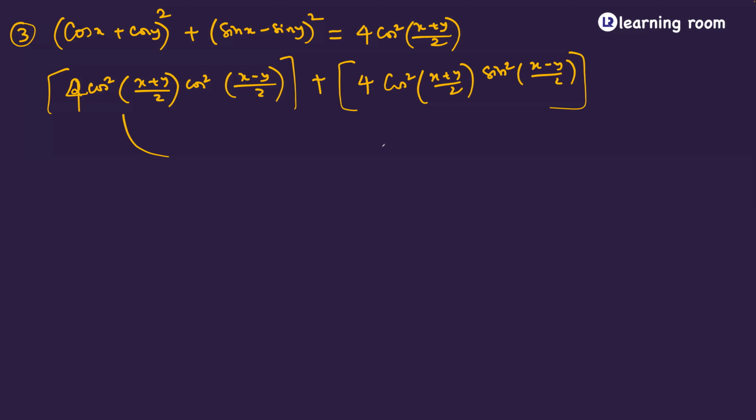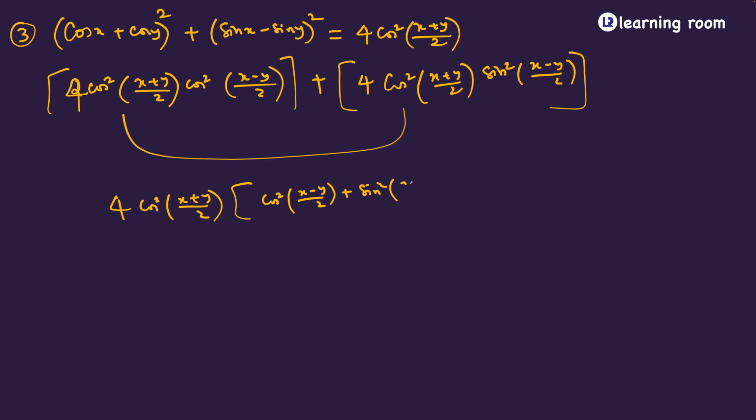So what is common in this? 4 cos square of (x plus y) by 2. You will be left out with cos square (x minus y) by 2 plus sine square. What will be the answer? This whole thing is 1. Cos square theta plus sine square theta is 1. This is what you are left out with.